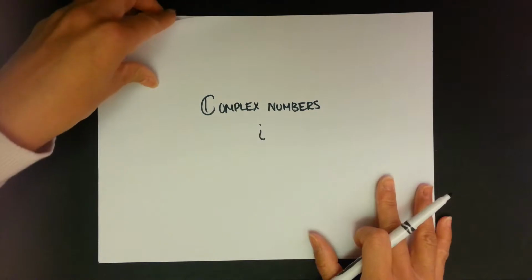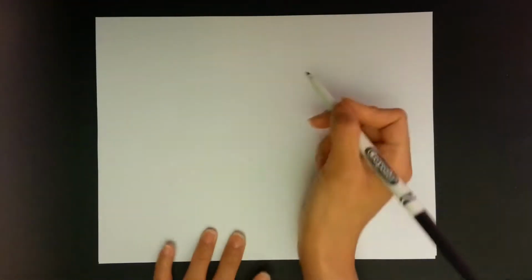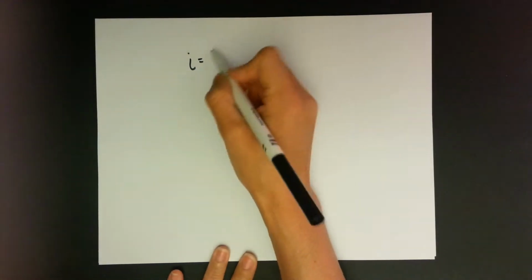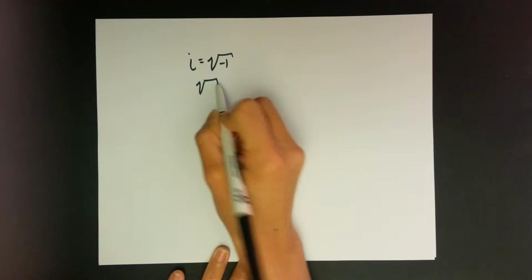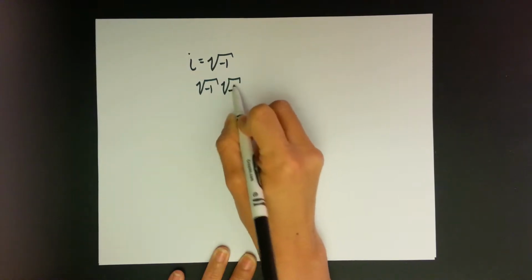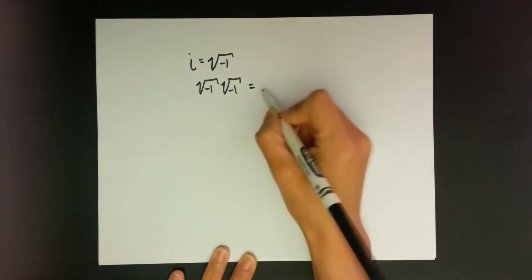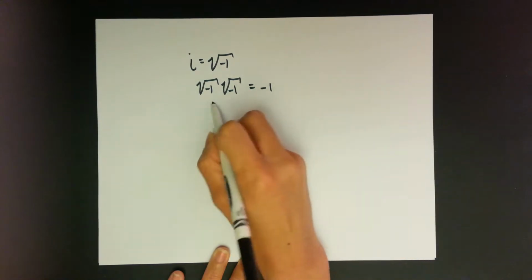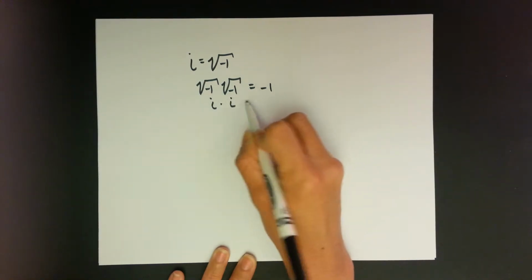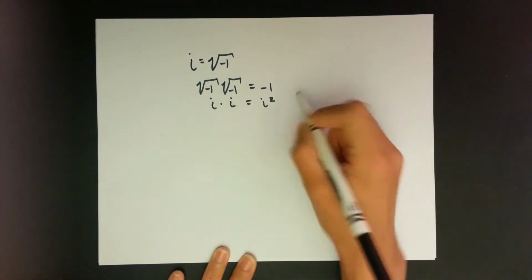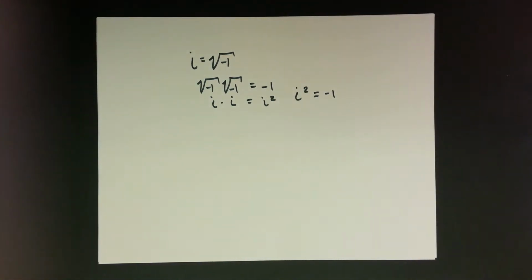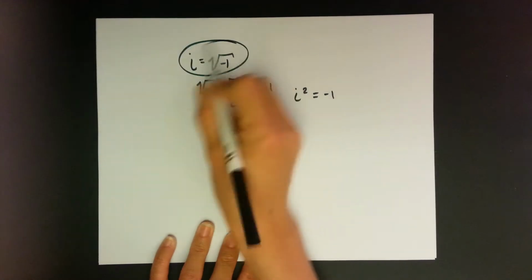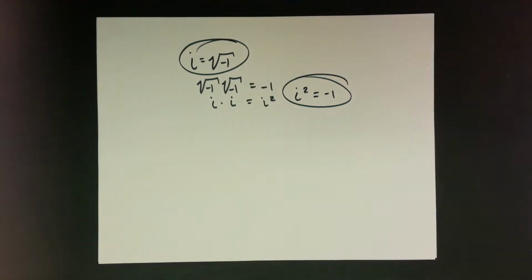So, recall that really there's only two things that you need to know, and that is that I'm defining i as the square root of -1, and therefore the square root of -1 times the square root of -1 is just -1. i times i is i squared, so i squared is -1. If you know those two things, I feel like you've actually got most of the stuff in the bag.